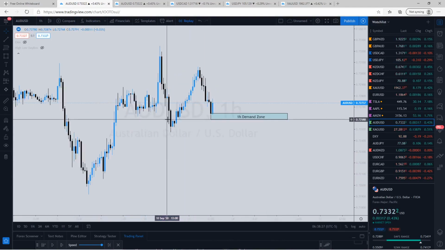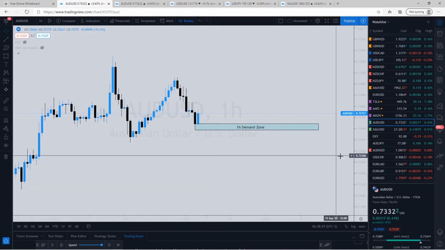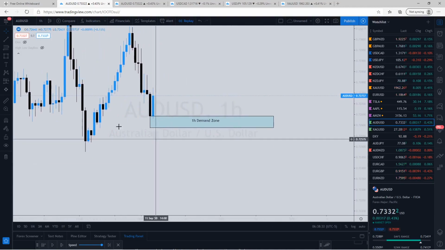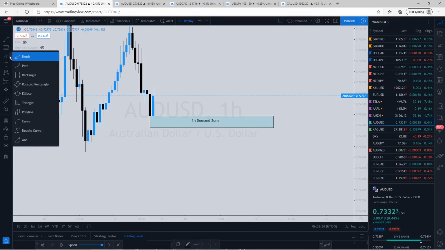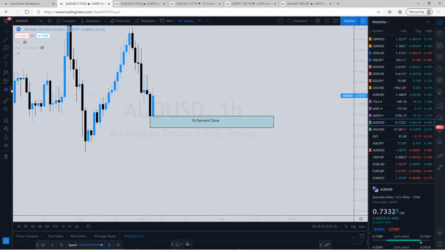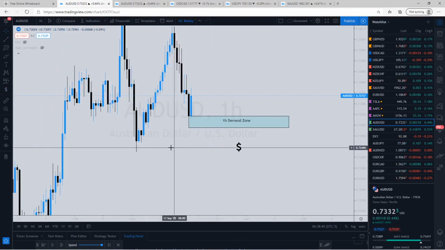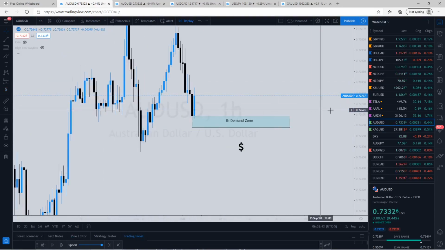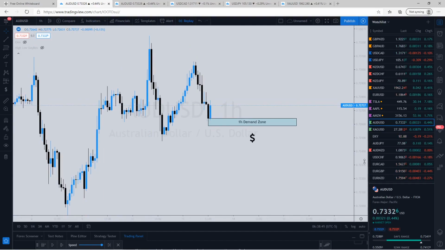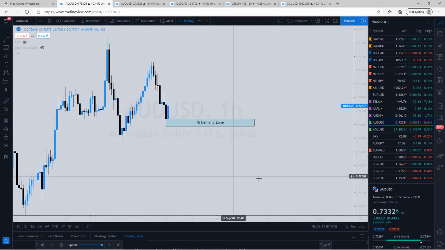So this 1 hour demand zone, what we notice here, by using this level, we aren't entering on a built up level of liquidity, because we know if this market was to retest multiple times, it's basically accumulating orders. So our goal with supply and demand is to catch fresh levels of price. Okay, so that's what we have going on.